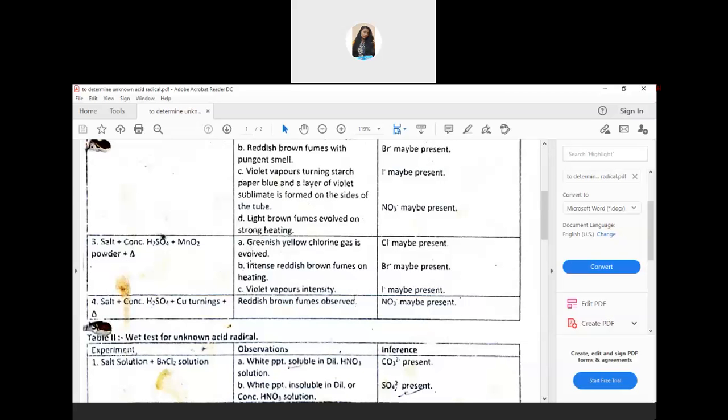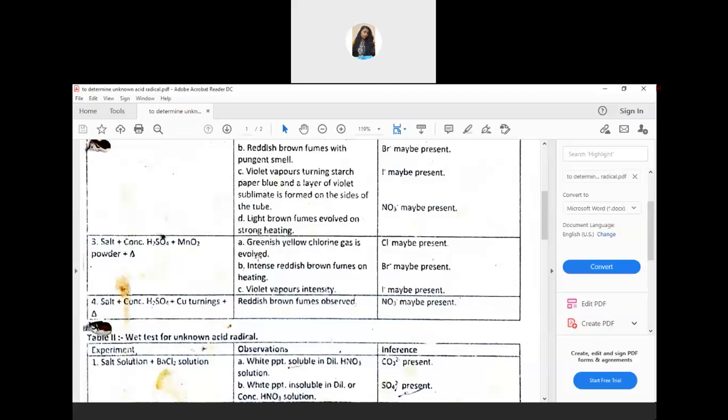First observation is greenish yellow gas coming out from the test tube. Observation 2, intense reddish brown fume coming from the test tube. And the third one is violet vapor coming out from the test tube. These 3 observations can be seen for the third experiment, the third test.